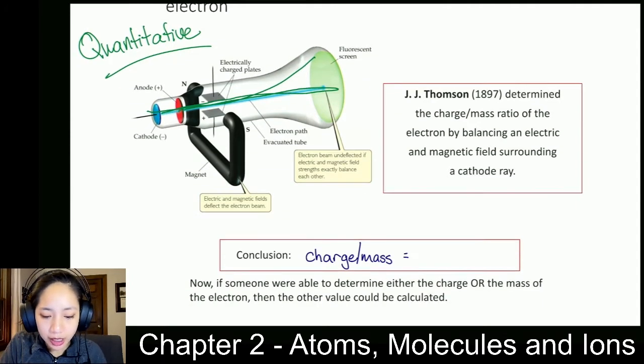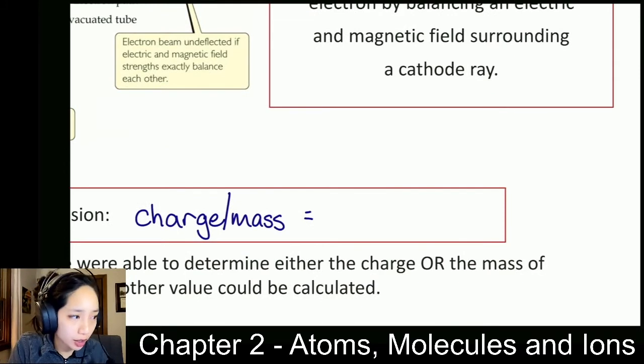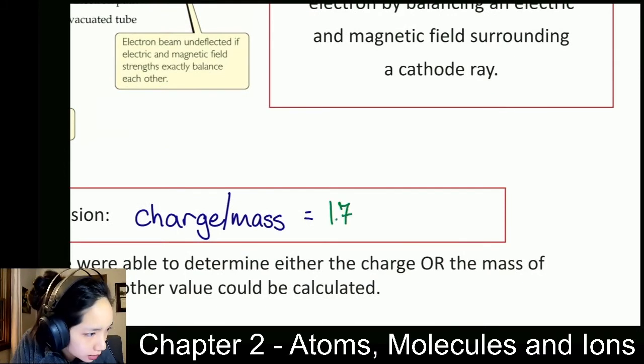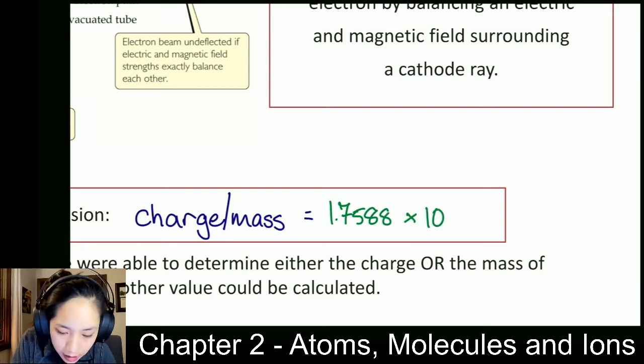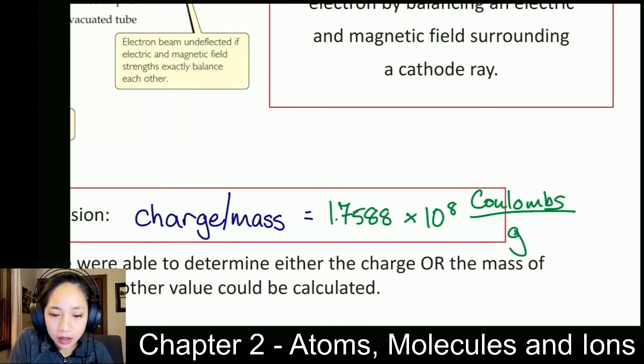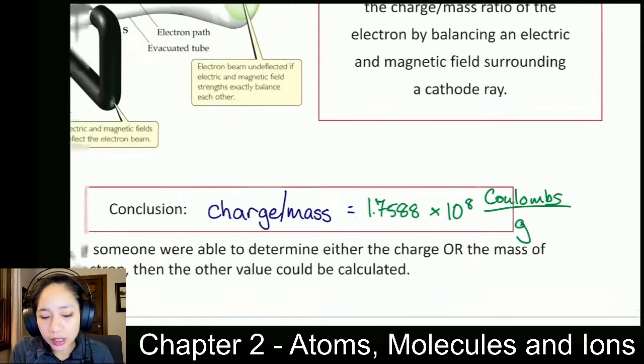And so the value that he got for the charge to mass ratio of an electron was 1.7588 times 10 to the 8 coulombs per gram. Right? So we never use this value in modern day chemistry. But this was a very important experiment because we were learning about these subatomic particles and some of their properties. But we don't use this value. So J.J. Thomson came up with the charge to mass ratio. The unit for charge is coulombs, and the unit for mass is grams. So we never use this actual unit in chemistry.